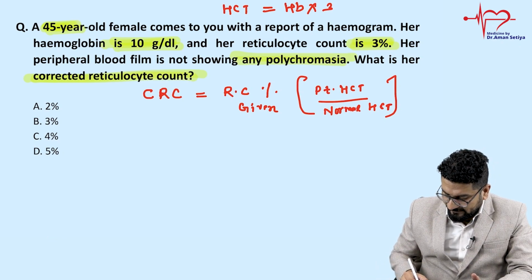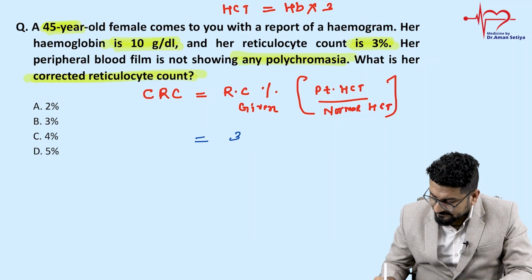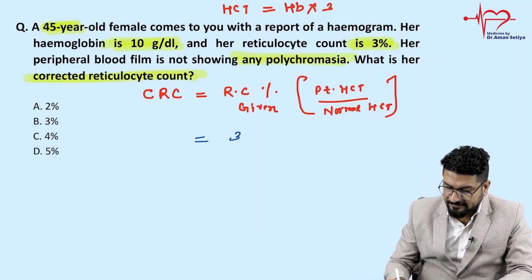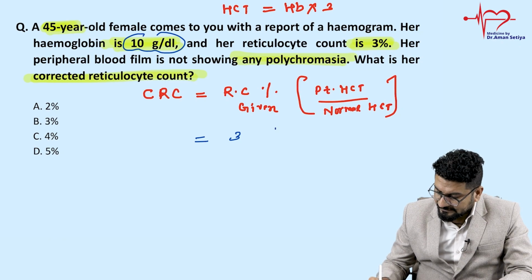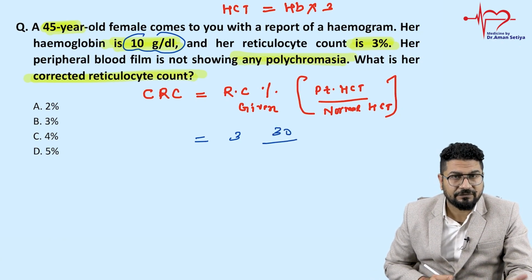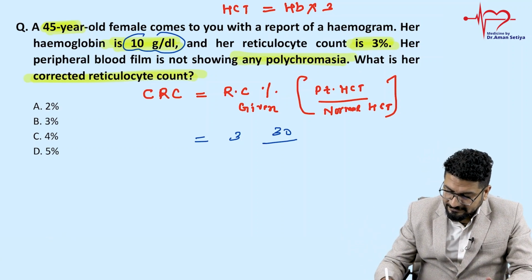Now if I apply these things in the question, reticulocyte count given is 3%. Patient hematocrit means hemoglobin into 3, so 10 into 3, that is 30. Divided by the desired, normal hematocrit, which is 15 into 3. So we assume normal hematocrit is 45. This is the data that we use in practice.